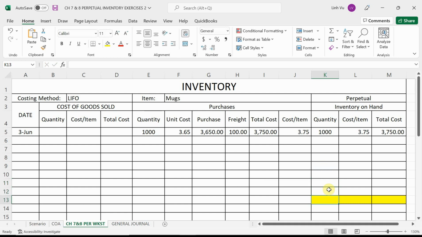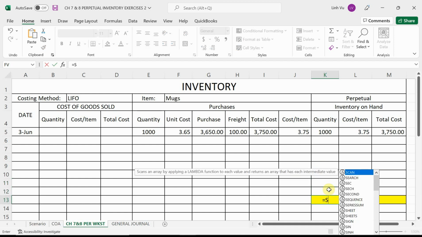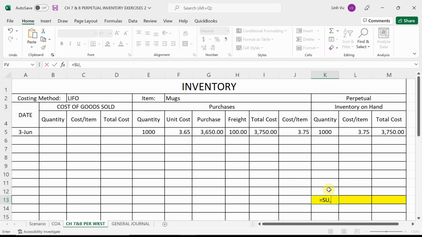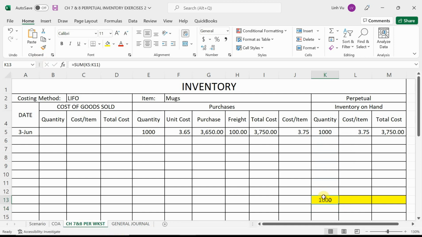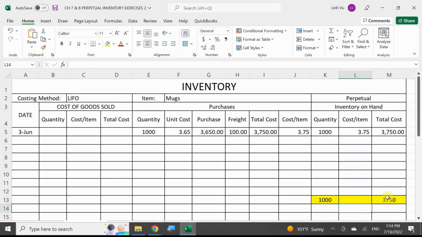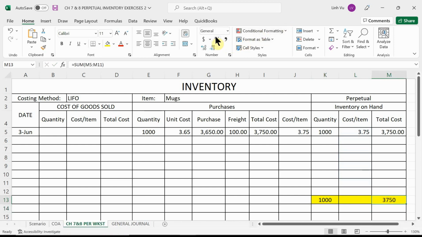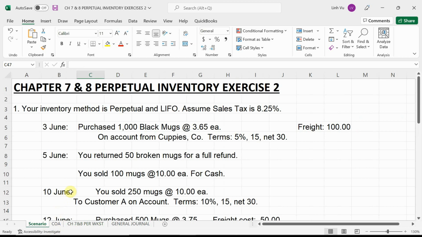What am I doing? So equal sum. I have 1,000 units right now currently available at a total cost of $3,750. That's just my first batch that I purchased. So then let's see what happened next.